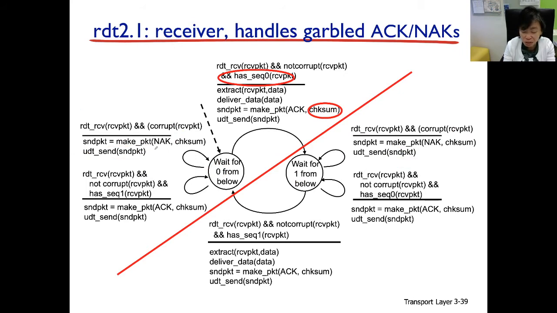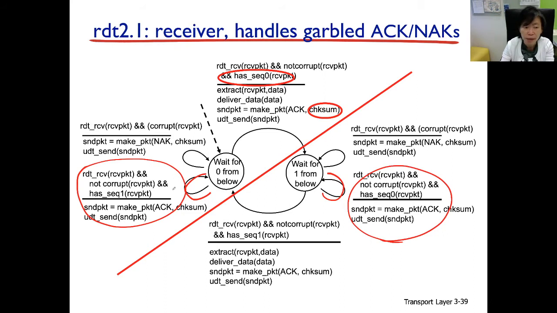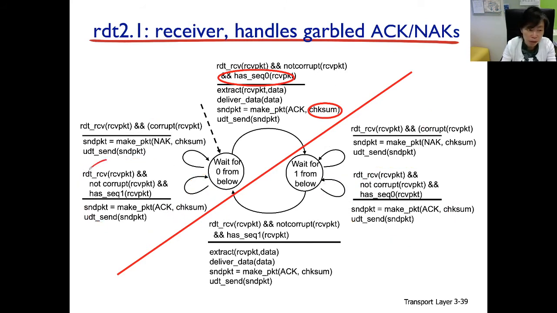The two transitions remaining, this one and this one here. Just like these two, they are very similar. So let's focus on this one here. This is the case when we are waiting for packet 0 to arrive. We did get a packet, it's not corrupted, but it has the wrong sequence number.